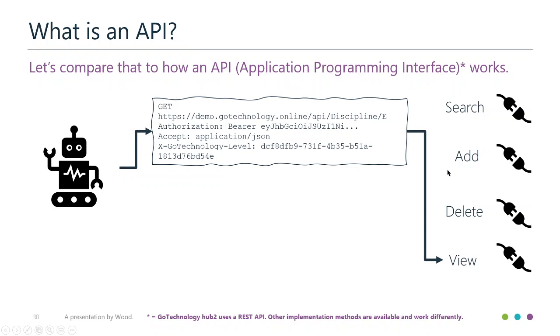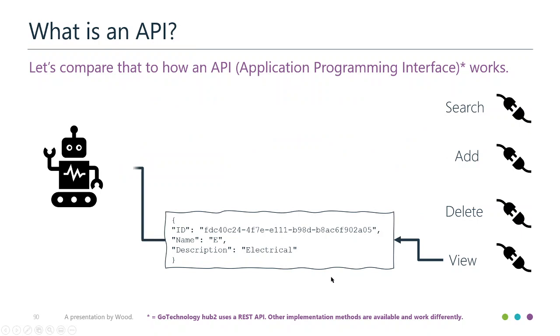So we send that message on, our API understands what it is that it wants back, and it replies. It replies with this information. Okay, well, here's all the information I have about the discipline with a name of E. And basically all we have is a description. We also have an ID there as well.